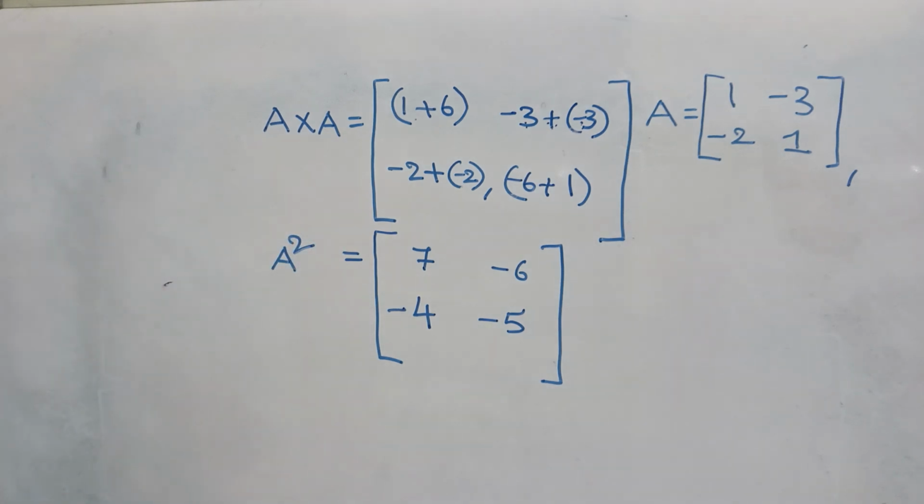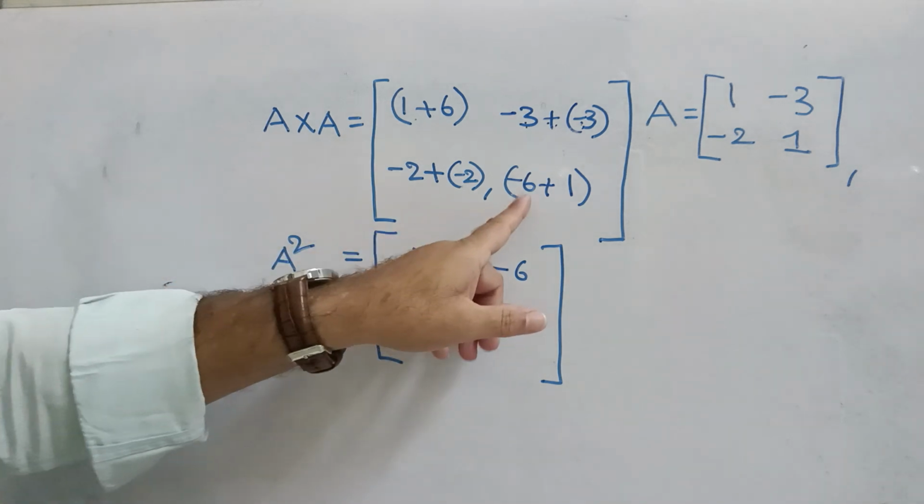This is what your A square is. A into A is nothing but A square. This is the value of A square. Clear? Therefore, minus 6 plus 1.